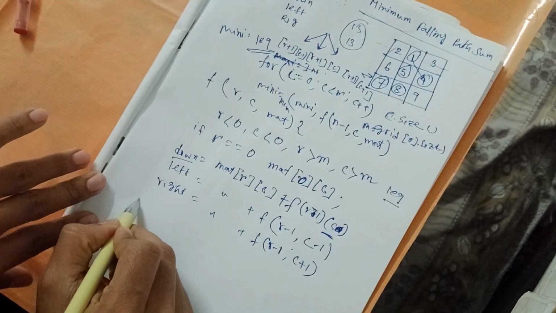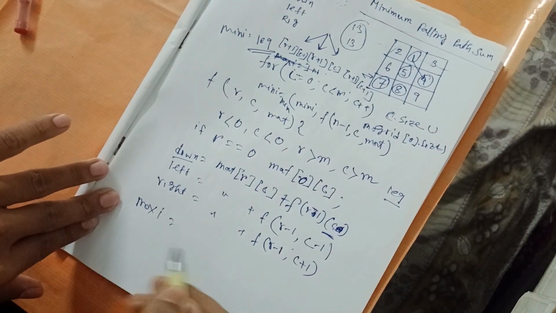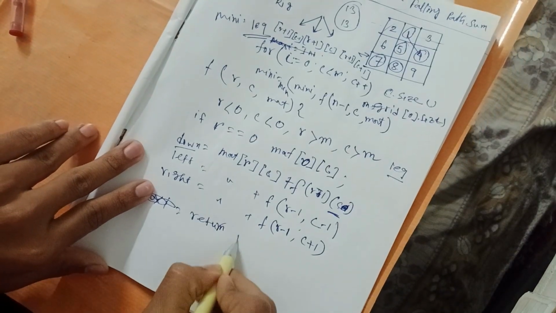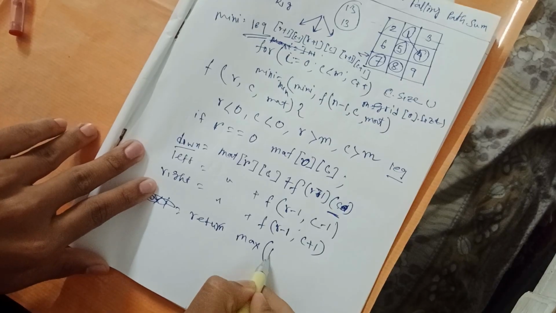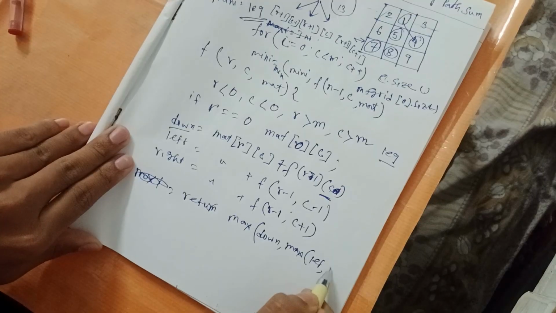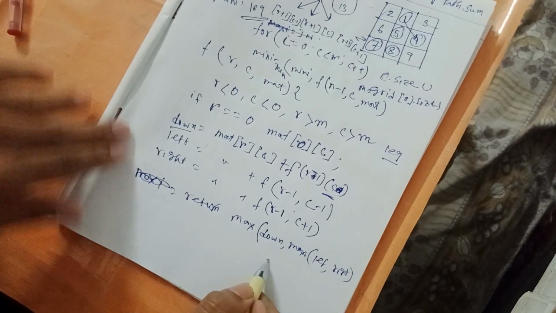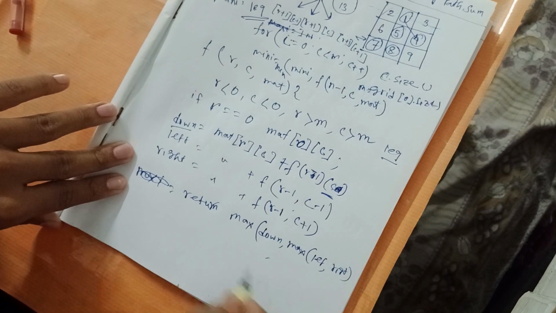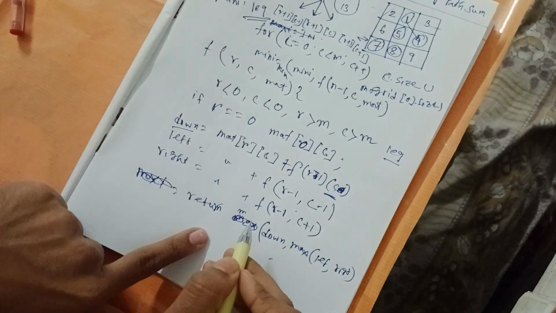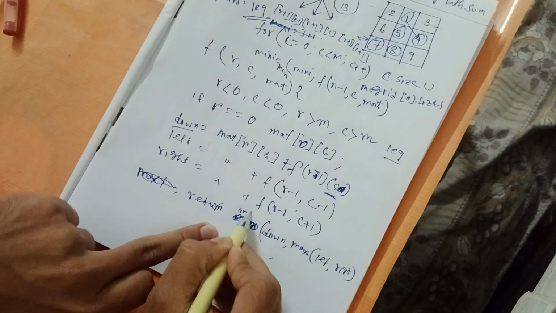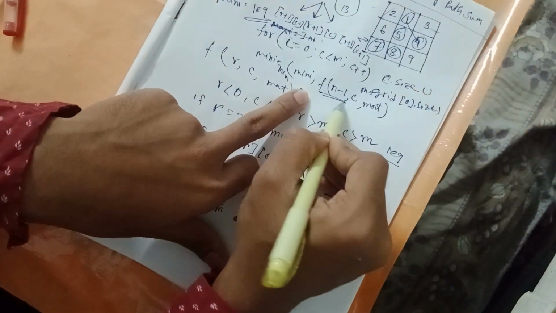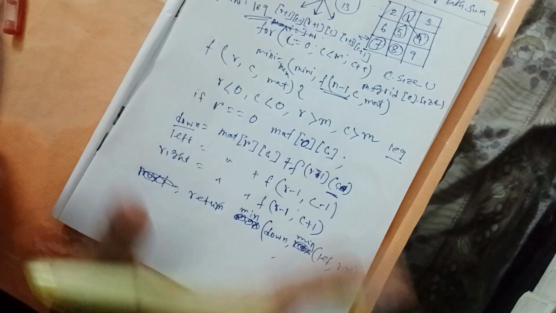Then you return mini: the minimum of down, and the minimum of left and right. Sorry, here not maximum. When it is maximum falling path sum I write maximum, when it is minimum falling path sum I write minimum. So here write minimum, and I check which gives my minimum. This is my answer.